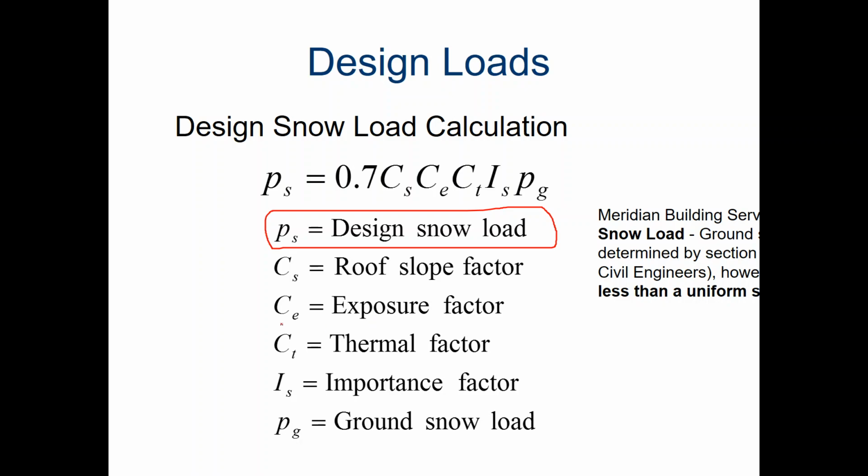If you have a roof that is in wide open areas and is going to have a lot of exposure, as opposed to a roof that is somewhat sheltered, you will accumulate more snow on the more sheltered roof. Thermal factor is based on whether the building is heated, and what type of materials. Basically, how quickly will that snow melt.